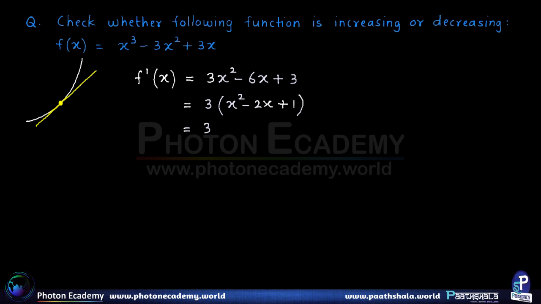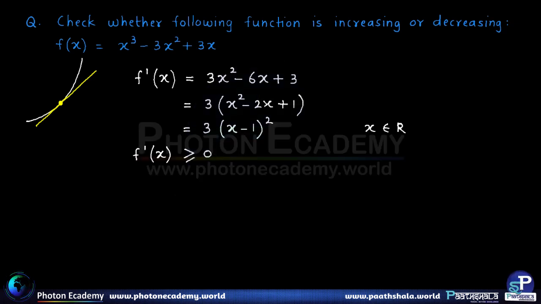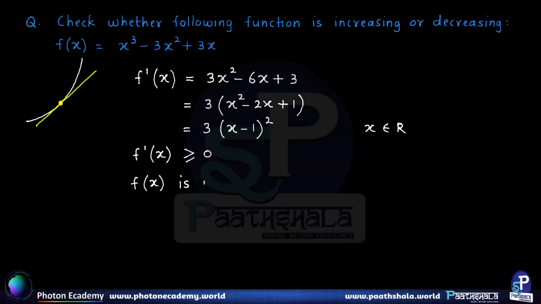Now if you observe, this particular bracket can definitely be written as the square of x minus 1, right? Since x is a real number, (x minus 1) the whole square will definitely be a non-negative number. So it means that this f dash of x has to be greater than or equal to 0. It can definitely not be negative. Okay, so since the derivative is greater than or equal to 0, we say that f of x is the increasing function.